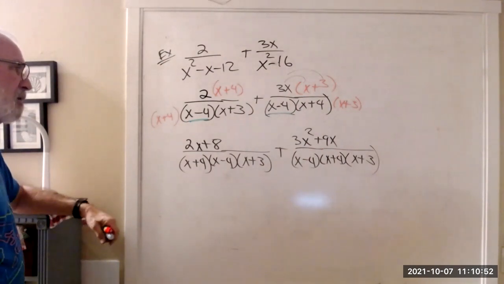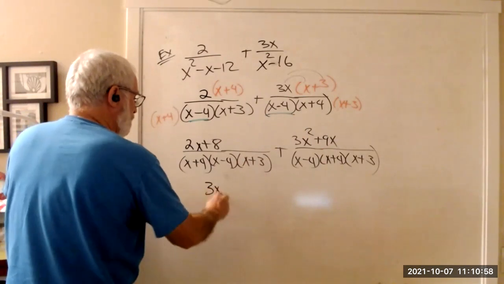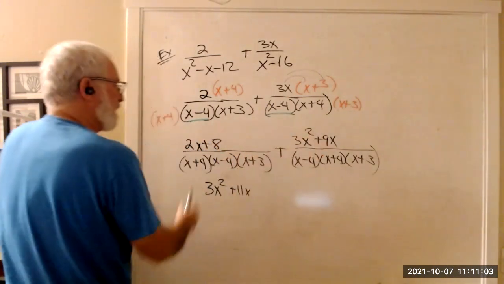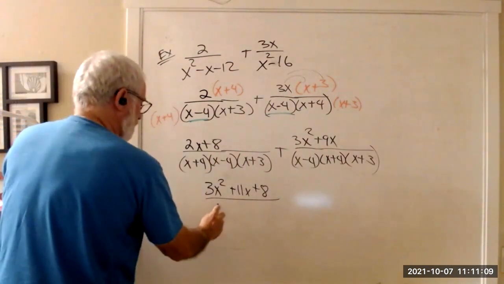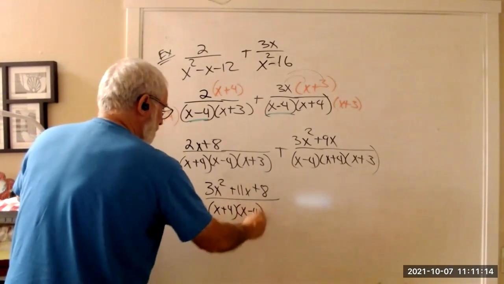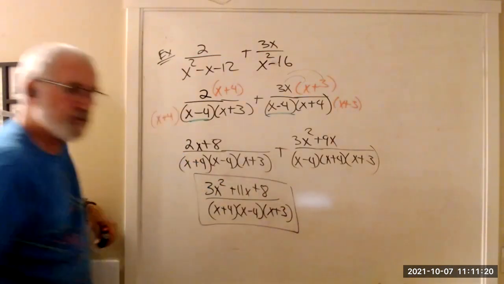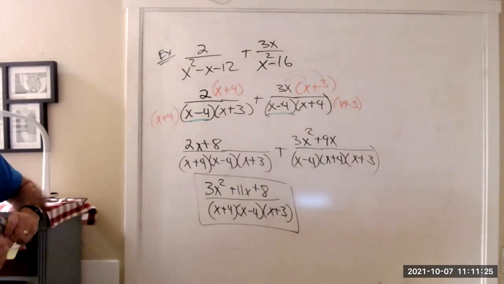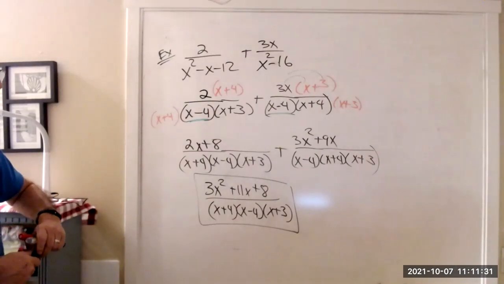All right, adding like terms in the top. On top, we have 3x squared plus 11x, because 2x and 9x is 11x, plus the 8. And keep the denominator, x plus 4, x minus 4, x plus 3. And that is my final answer. Yes or no? Anybody, any questions anywhere?